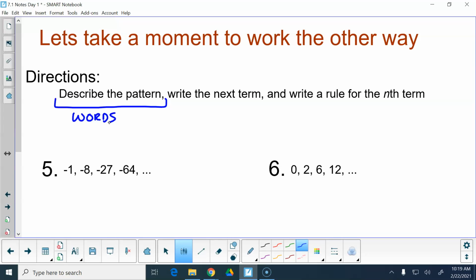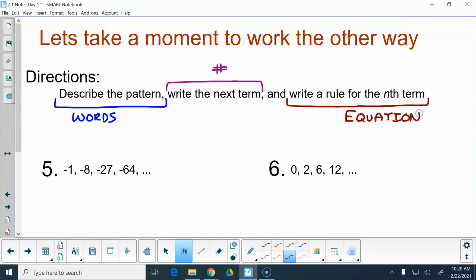Okay. Write the next term. That is going to be a number, because all the terms are numbers. And we would find it using the pattern that we saw in the first part, we would find the next one then. Okay. And write a rule for the nth term. Okay. So this is going to be an equation of some kind.